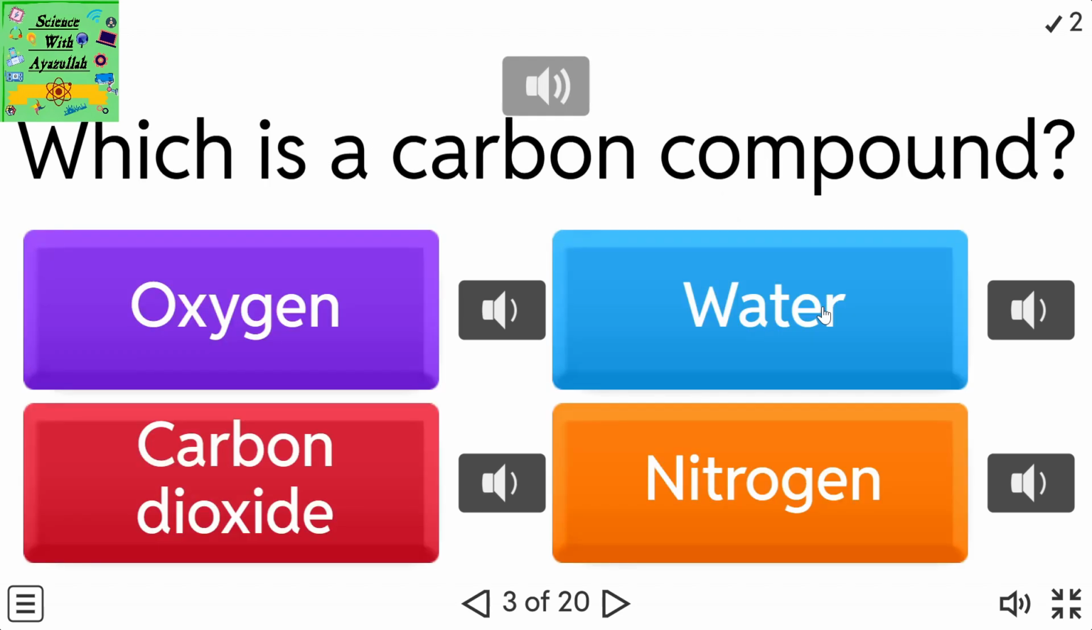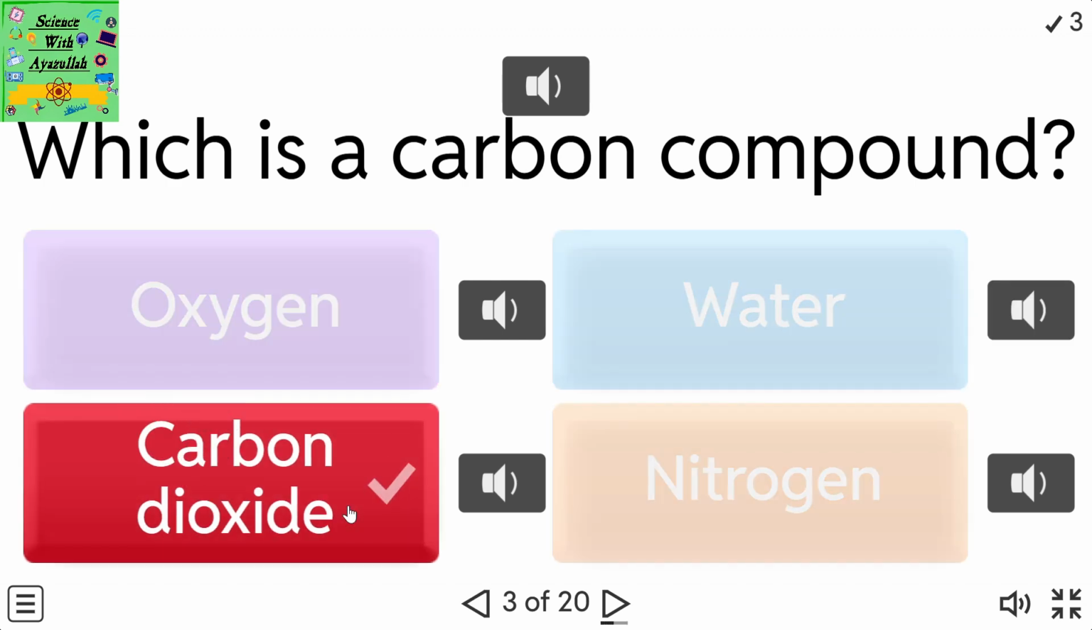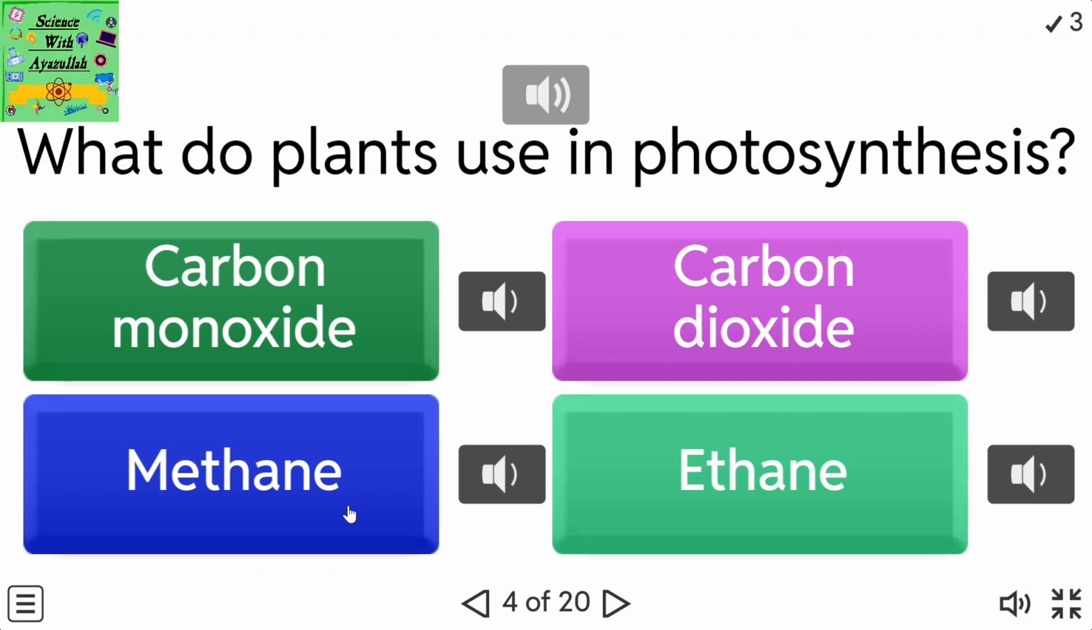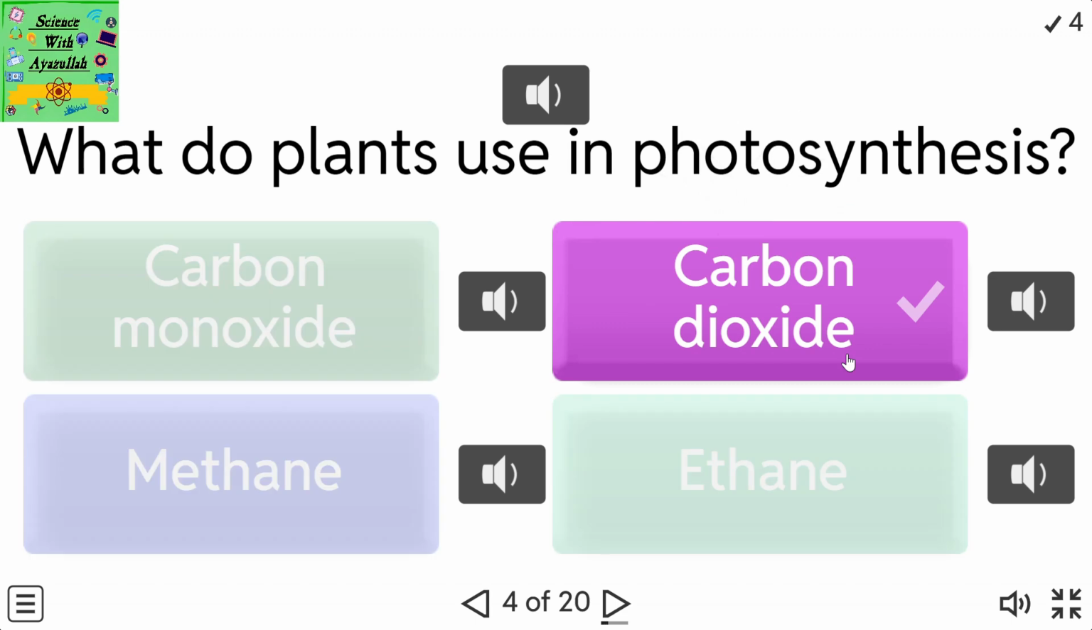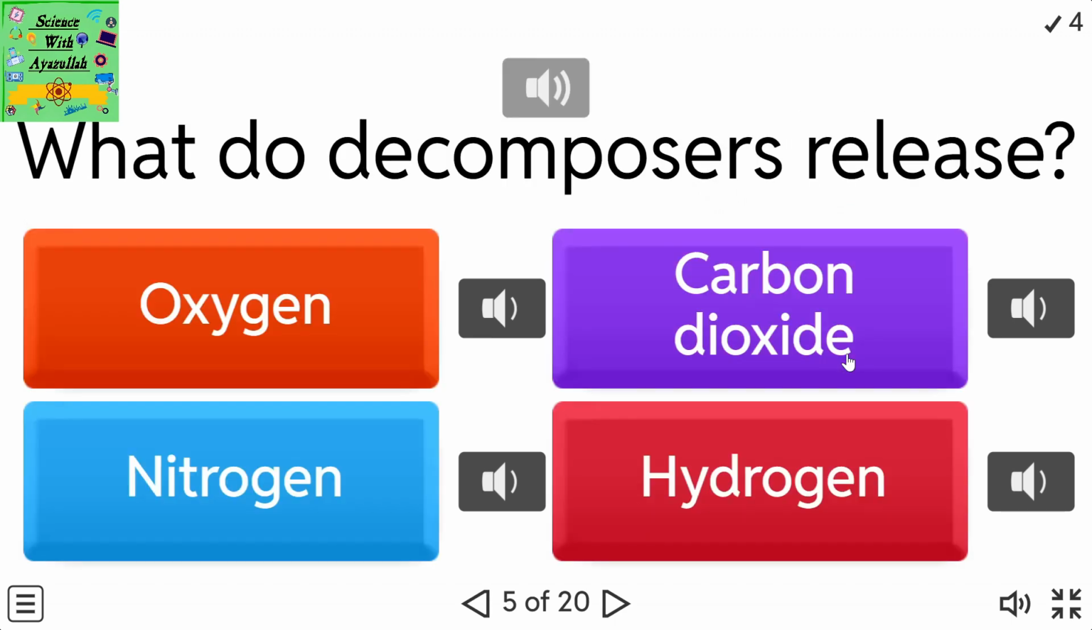Which is a carbon compound? Oxygen. Carbon dioxide. Nitrogen. Water. What do plants use in photosynthesis? Carbon monoxide. Methane. Ethane. Carbon dioxide. What do decomposers release? Oxygen. Nitrogen. Carbon dioxide. Hydrogen.